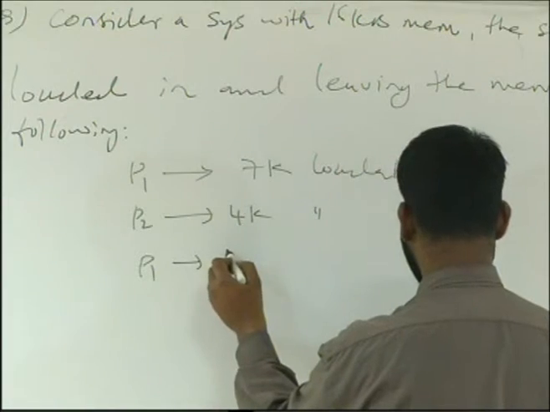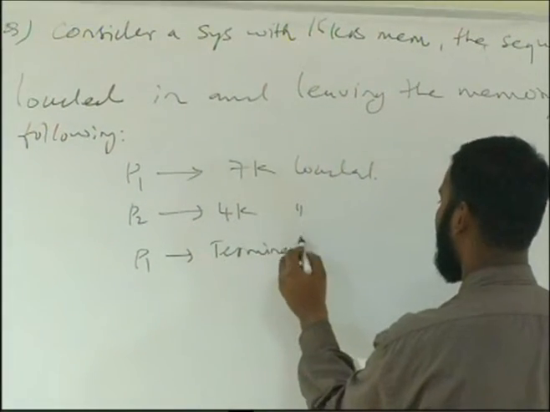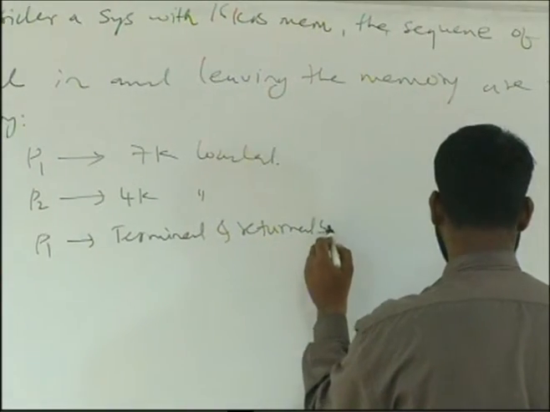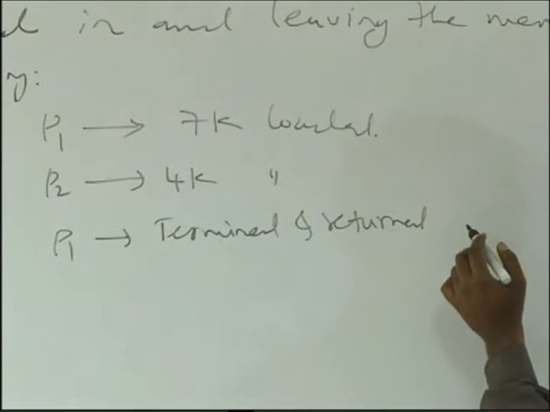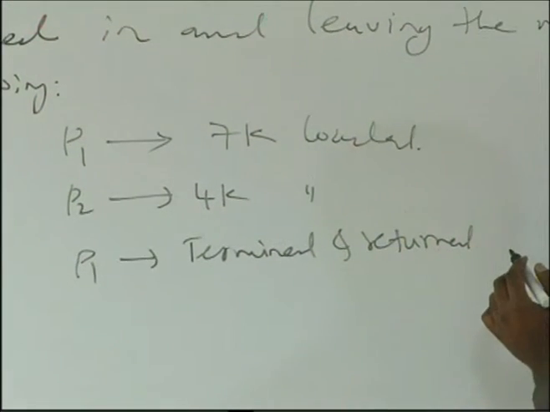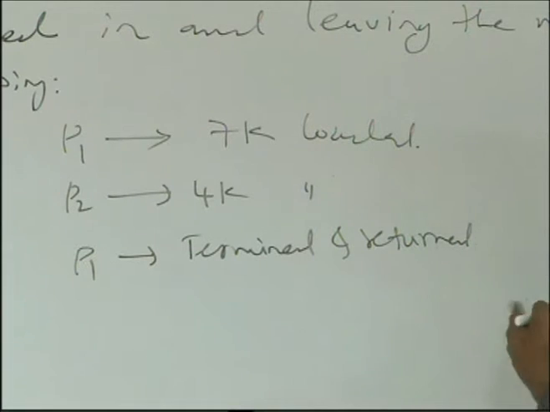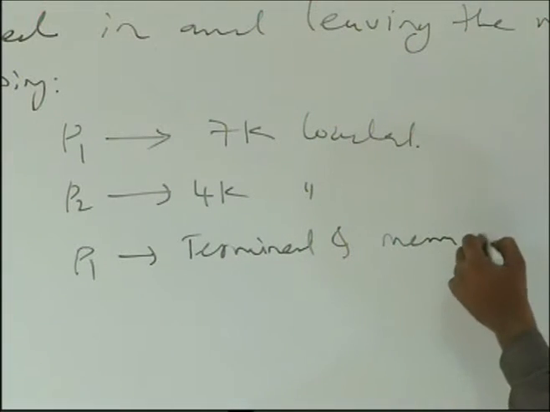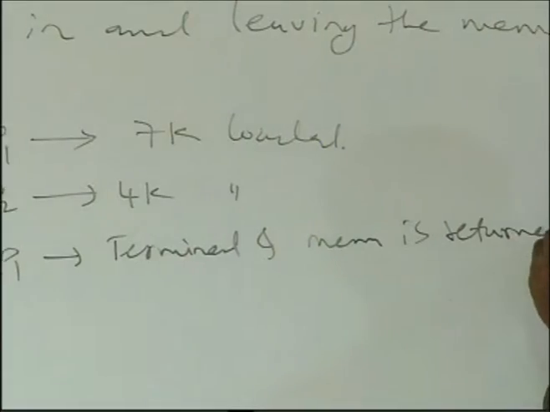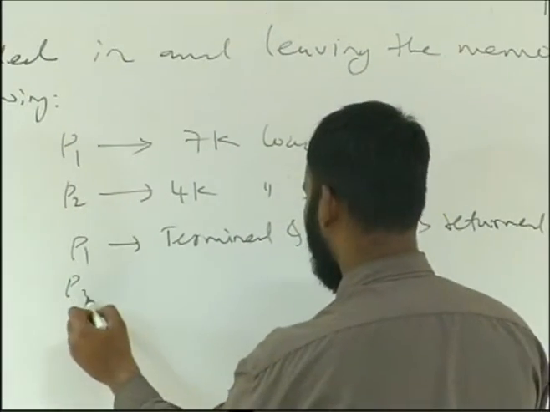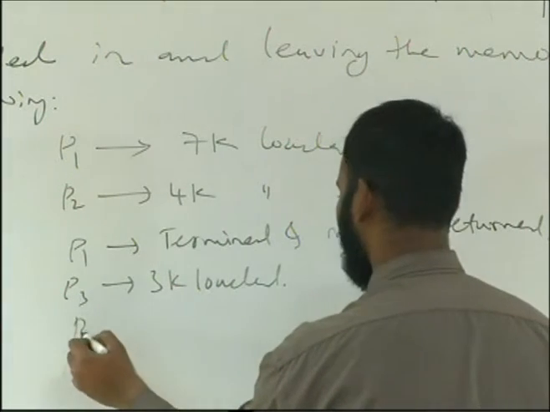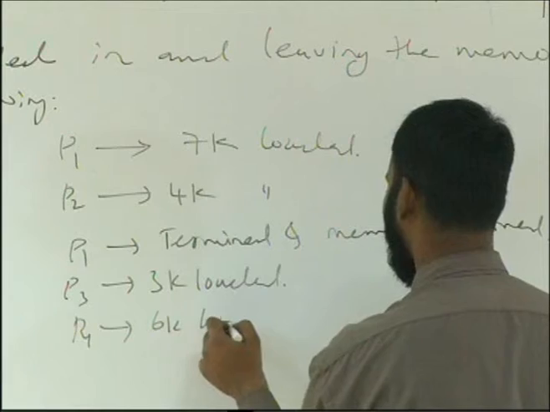Process P1 terminated. Whenever it has been terminated, memory will be returned, and memory is returned. Then process P3, 3 kilobytes loaded. Then process P4, 6 kilobytes loaded.